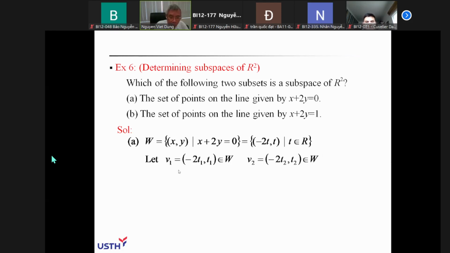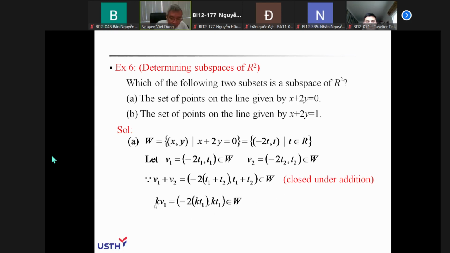If we take v1 to be that and v2 to be that, you add them together and you get that one. It still belongs to W, and then we say W is closed under addition. And if we take any number k and multiply by v, you get that thing, and it is easy to see that it still belongs to W. So we say W is closed under scalar multiplication. Then with that, we can say W is a subspace of R2.